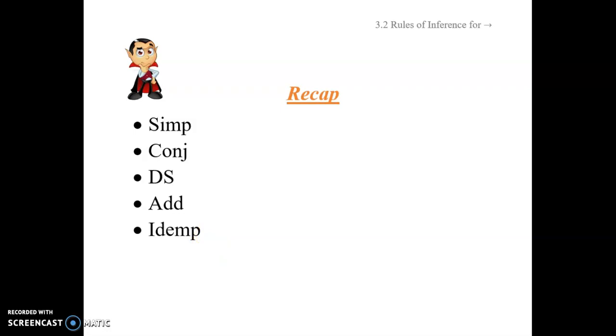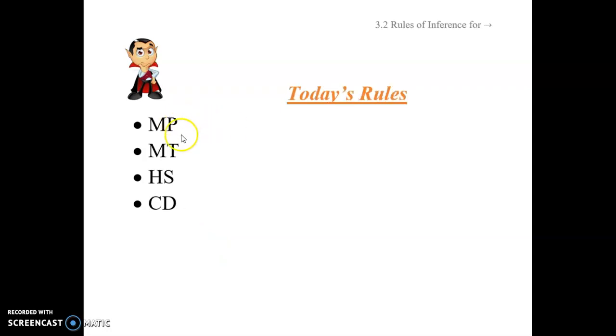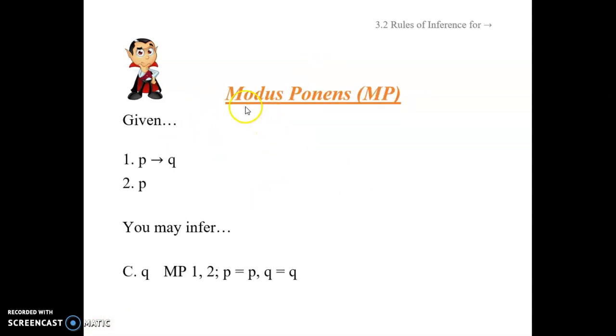Today we're doing Modus Ponens, Modus Tollens, Hypothetical Syllogism, and Constructive Dilemma. And again, these are rules of inference where the main connective is the arrow, okay? So let's jump straight into Modus Ponens. Okay, so here's how we will articulate Modus Ponens, also abbreviated MP, okay? And Modus Ponens is Latin for affirming the antecedent, and it is historically one of the more important rules of inference in philosophy, okay? And mathematics as well.